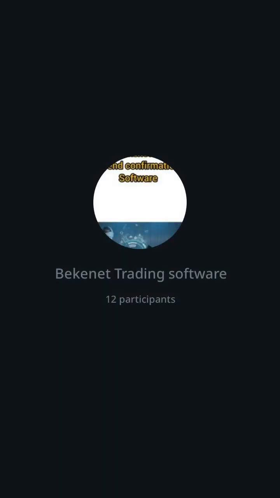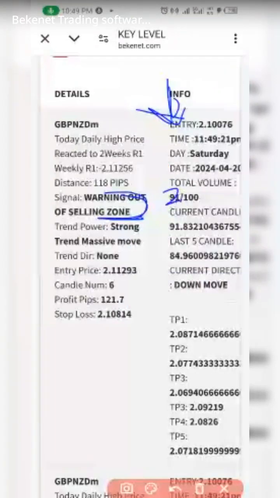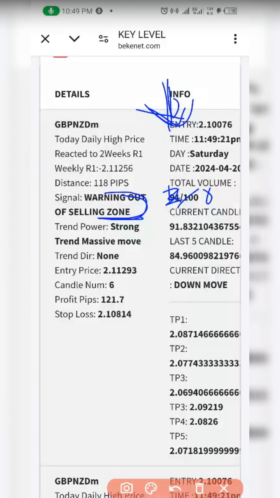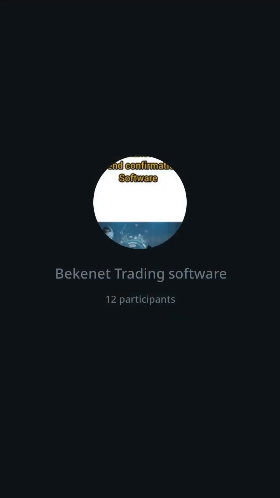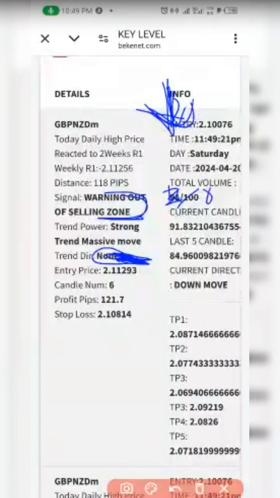Now, look at how it is. Whenever you see a sell zone here, it means it's coming from the top. And you might be seeing maybe 24/0 here. That means it's coming from the top. And as it's coming from the top, you will definitely see a downward movement here. You must see a downward movement. There's no way. It's not possible.